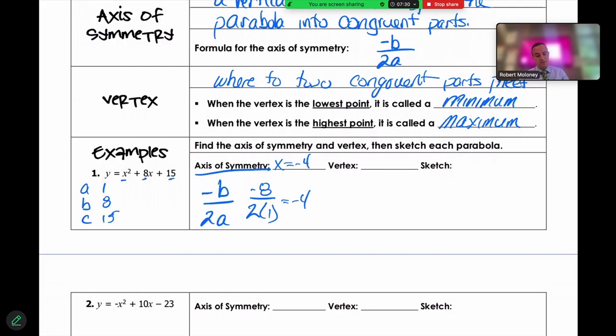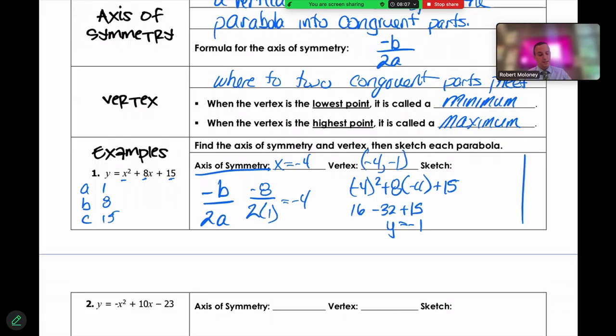And since I have this, I now have an x value. Because the formula is y equals x squared plus 8x plus 15, I can plug in negative 4 into my equation and figure out y. So negative 4 squared plus 8 times negative 4 plus 15. And I'm going to do the math. Negative 4 squared is 16, minus 32, plus 15. That gives me an answer of y is equal to negative 1. And that's going to give me my vertex. My x is negative 4. My y is negative 1.